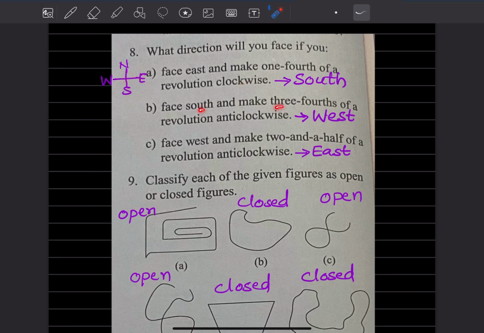Face south and make 3/4 of a revolution anti-clockwise. So south is here. Anti-clockwise means you will go this way. How many? That is 3/4. So this is 1, then this is the other part, and this is 3, because these are 3. So it is going to be west. You're starting from here and going over here. So that is 3/4.